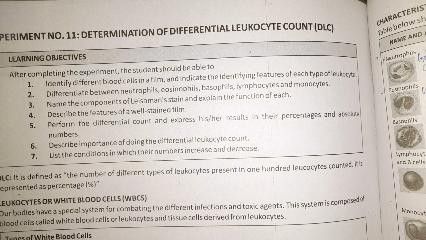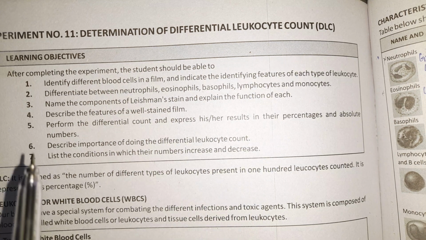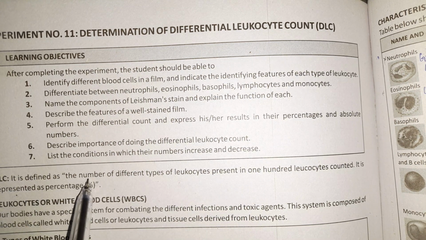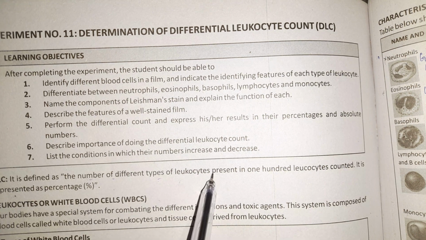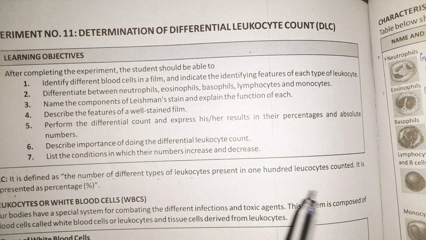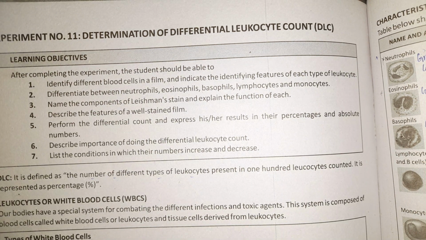Auzubillahiminash-shaytanir-rajim. Bismillahir-rahmanir-rahim. So now we have determination of differential leukocyte count. This practical is very important because it helps us to number the different types of leukocytes, or white blood cells, present in 100 leukocyte count. Now we are going to study the different types of white blood cells that are there.